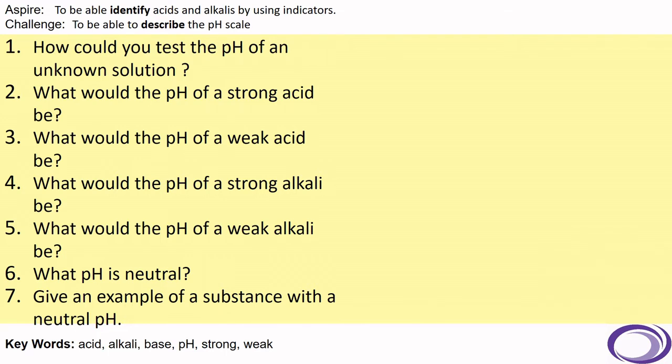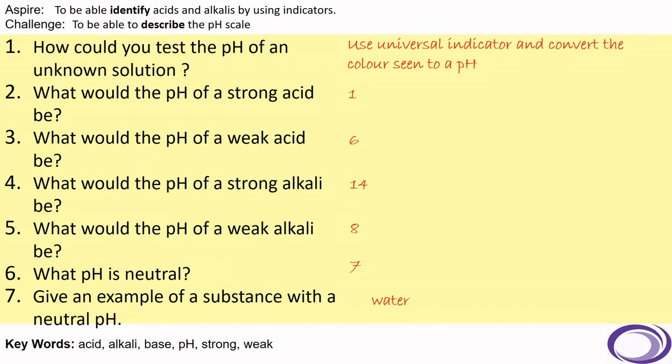Test the pH of an unknown solution. You would add universal indicator and convert the colour seen to a pH. The pH of a strong acid would be 1 or 0. The pH of a weak acid would be 6. You could have said 5. The pH of a strong alkali would be 14. And a weak alkali would be 8. The pH neutral is 7. And a substance with a neutral pH would be water.